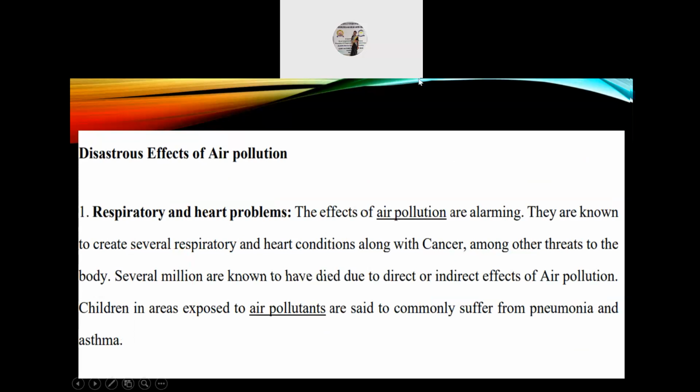Next, disastrous effects of air pollution. First one, respiratory and heart problems. The effects of air pollution are alarming. They are known to create several respiratory and heart conditions along with cancer, among other threats to the body. So several million are known to have died due to direct or indirect effects of air pollution. Children in areas exposed to air pollutants are said to commonly suffer from pneumonia and asthma.